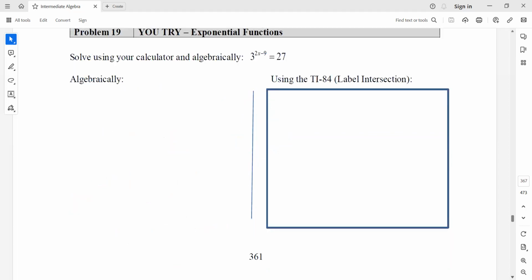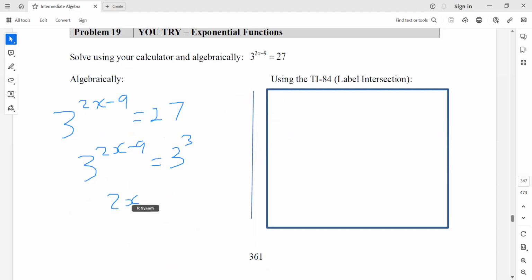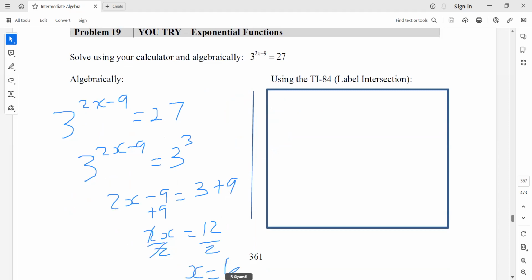Another one is 2x minus 9 equals 27. Now 27 is 3 to the power 3. So 2x minus 9 equals that, plus 9 plus 9. 2x equals 12. Divide by 2, x equals 6.